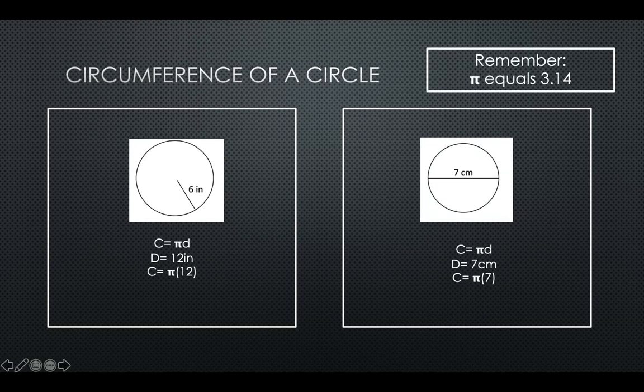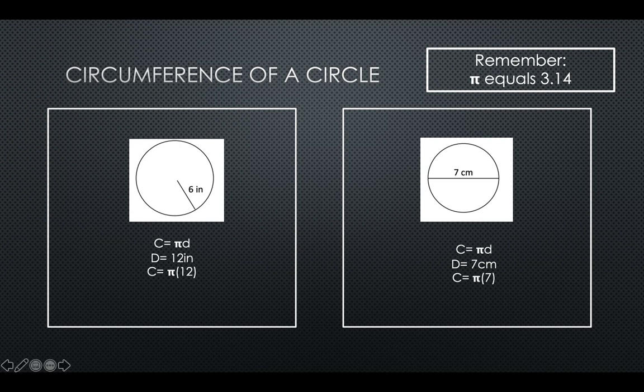Circumference of a circle. We need to remember here that pi always equals 3.14. It is technically an irrational number that goes on and on and on, but for the purposes of solving different measurements of circles, we use 3.14 or 22 over 7. For this, we're going to use 3.14.